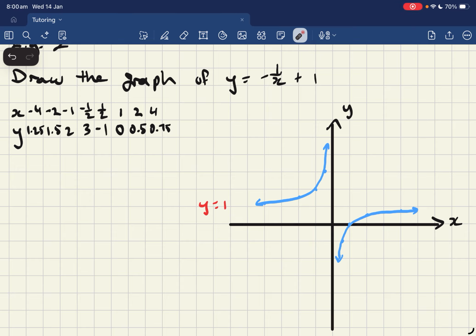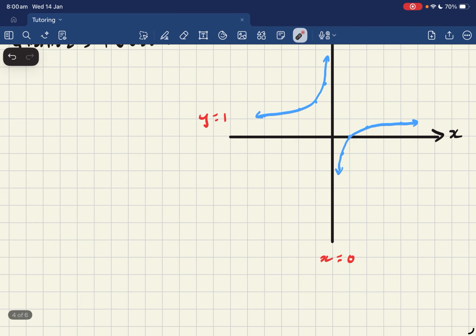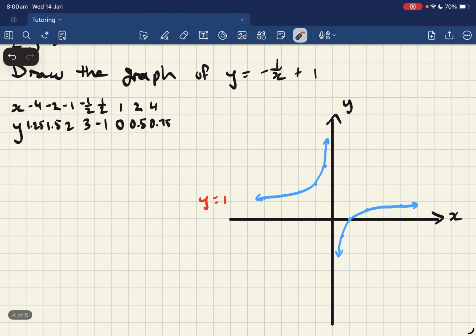And I can clearly see it maintains its same shape. However, the asymptote changes. It goes from y equals 0 in the previous example up to y equals 1. But this one stays the same. But that brings us to the end of the video. This is how we can sketch our hyperbolas with a simpler example on the first page and a bit of a trickier one on this page.